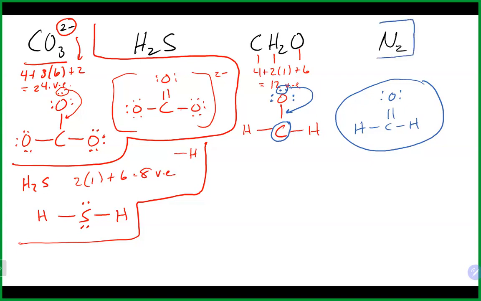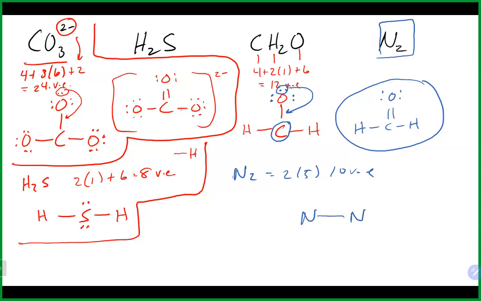Lastly, we have nitrogen, which is basically 2 times 5. That's 10 valence electrons. In this case, there really is no center atom because it's diatomic. So you can just put them side by side. By the way, you can still follow the same steps that we did before. We're going to connect them with a single bond.